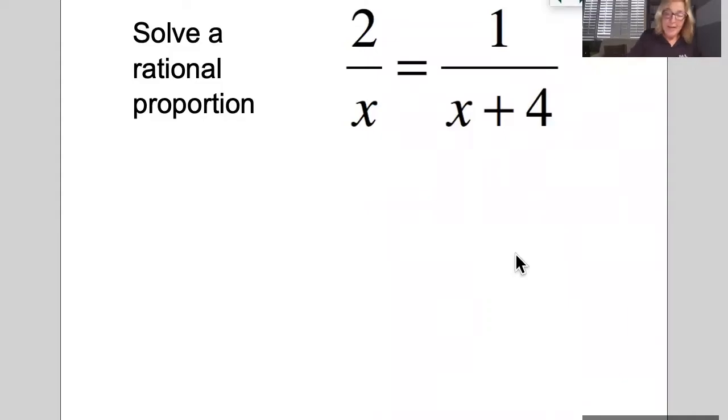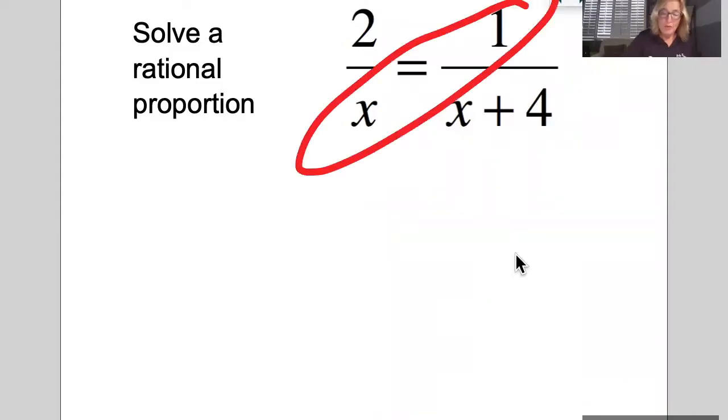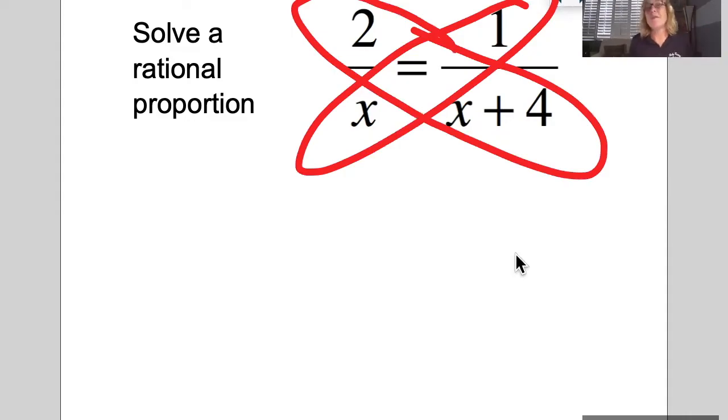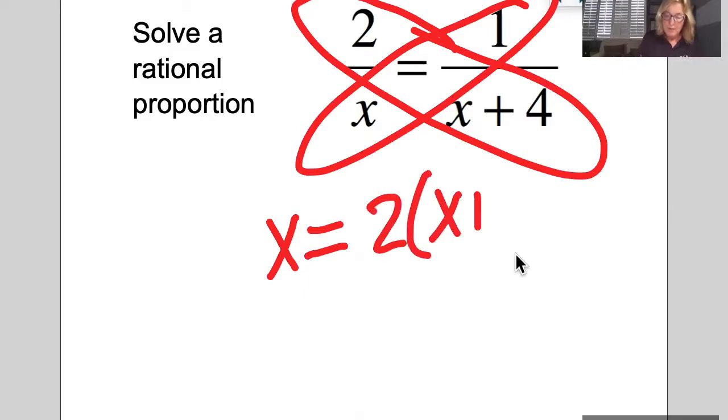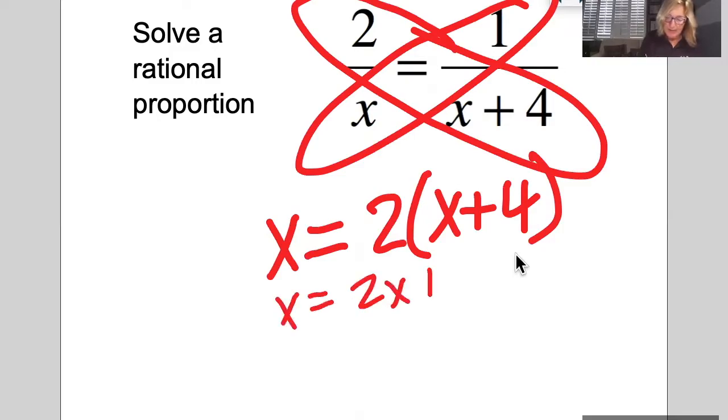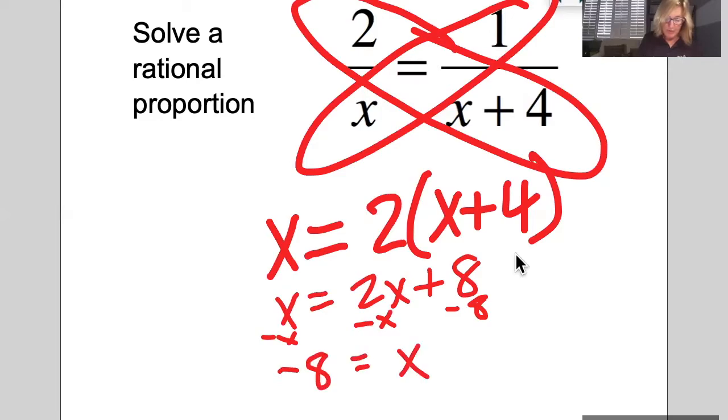The same thing would hold true here. So we could say that 1 times x would be equivalent to 2 times the quantity of x plus 4. So let's do that. 1 times x is x, 2 times the quantity of x plus 4, and now we're going to isolate the x. So here we go. x is equal to 2x plus 8. And then we could manipulate here. I'm going to subtract an x from both sides and an 8 from both sides, and we end up with negative 8 is equal to x.